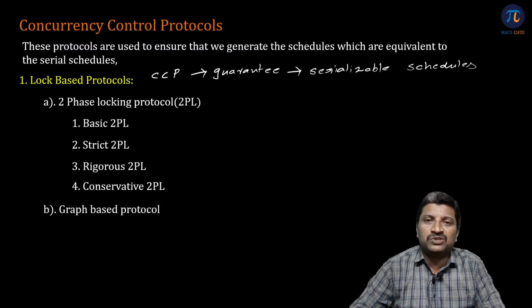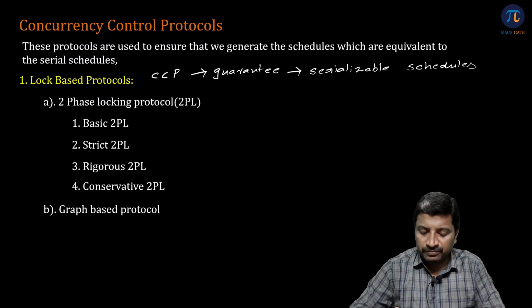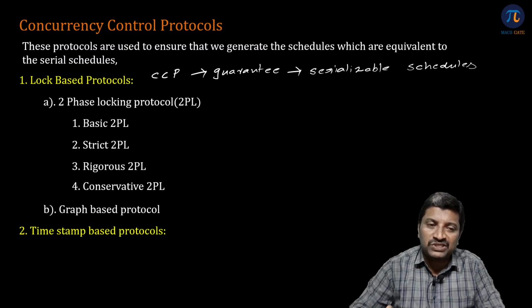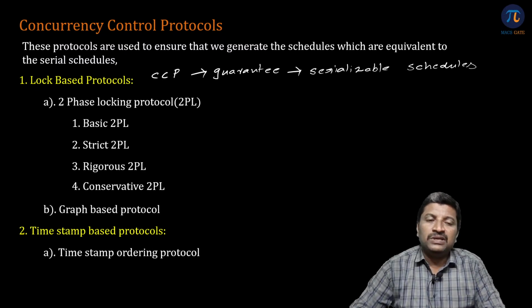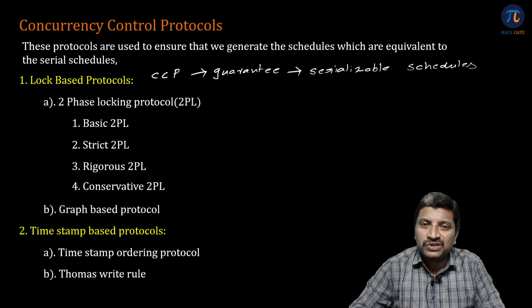So these are the variations of two-phase locking protocol. And there is one more locking based protocol, which is graph based protocol. The another type of variation uses timestamps. Instead of lock mechanism, the protocols will use timestamps. What are the variations of timestamp based protocols? The first one is timestamp ordering protocol, and the next one is Thomas Write rule. So these are the different types of concurrency control protocols. In this session, we are going to discuss about lock based protocols, or protocols based on locking mechanism. In next session, we will continue the remaining concurrency control protocols. So let us start lock based protocols.